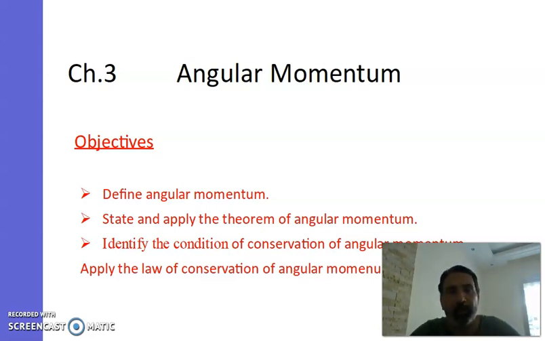In this video, I'm going to continue the explanation of chapter 3 about angular momentum. Remember, in the last 3 videos, I explained objectives 1 and 2: define angular momentum, state and apply the theorem of angular momentum. Now in this last video, I will explain objectives 3 and 4: identify the condition of conservation of angular momentum, and apply the law of conservation of angular momentum to solve problems. Okay, let's start.